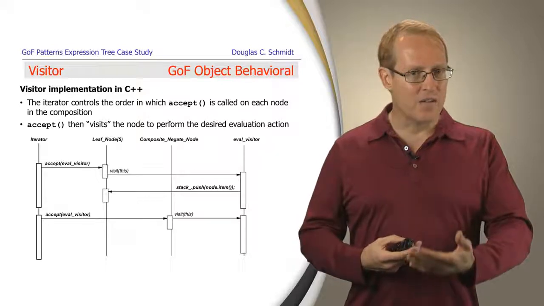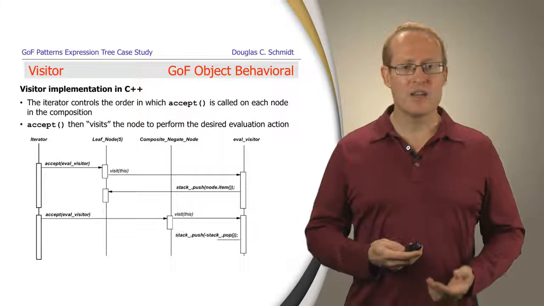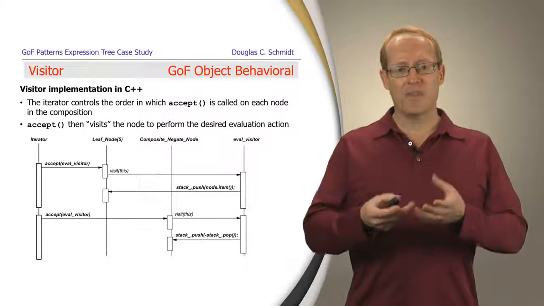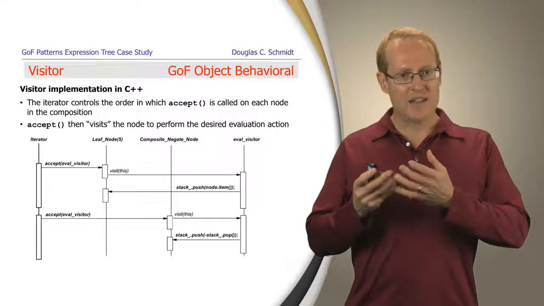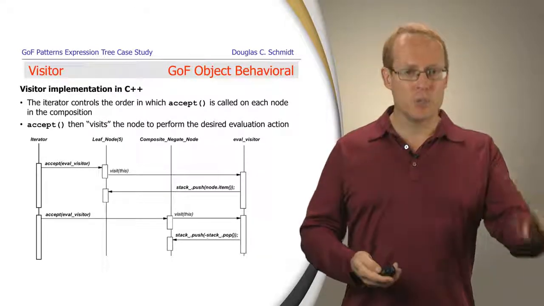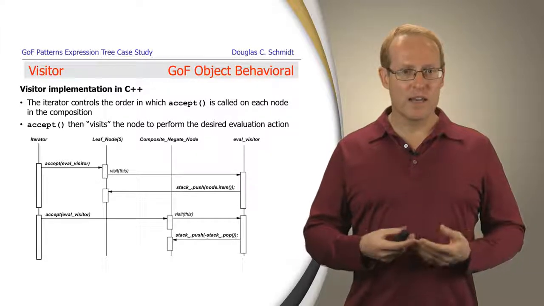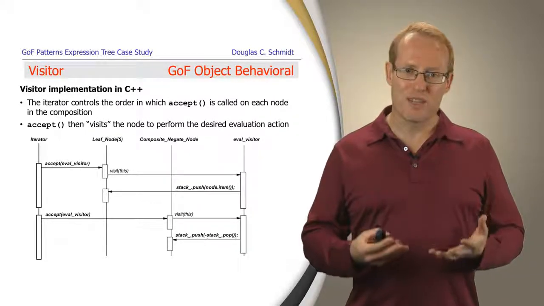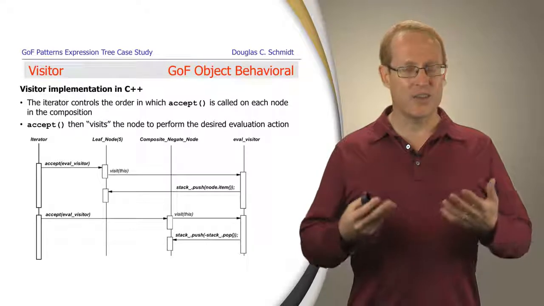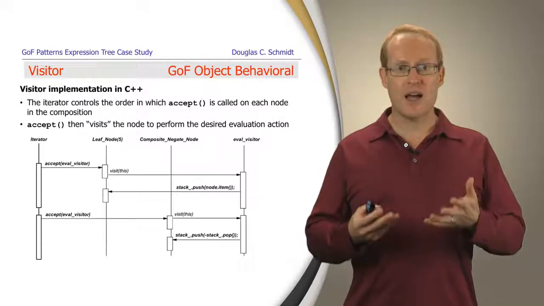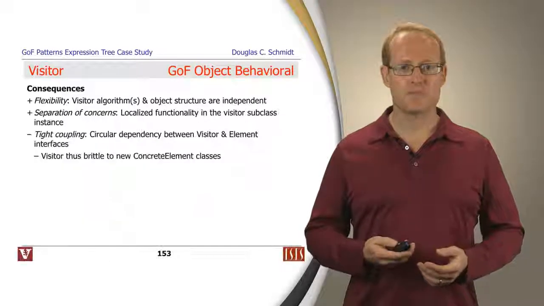The eval visitor, when it visits the negate node, will turn around and pop the item off the stack, negate it, and then push it back onto the stack again. And these things take place over and over again until we've gotten done traversing the entire expression, and the result will be held in the top node of the stack.